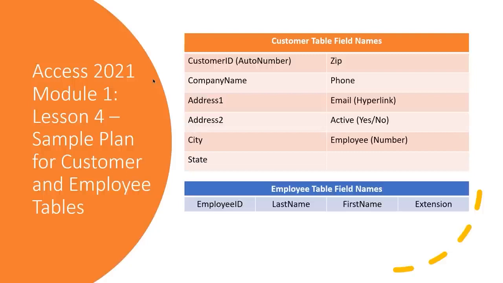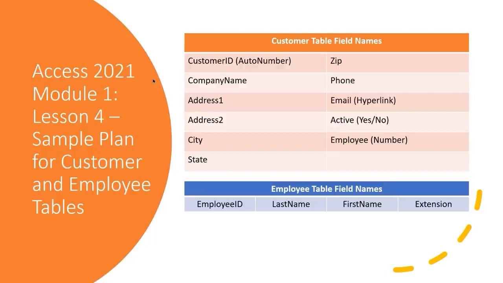So the employee table field names is on the bottom half of the slide. The employee ID field is going to be auto number, and the remaining 3 fields are going to be short text. Now, let me talk about that for a minute. Extension is going to be their phone extension, right? It's going to be numbers. But in Access, you don't make a field a number field unless you might want to do a calculation on that field, typically. So we're not going to be doing a sum of extensions.